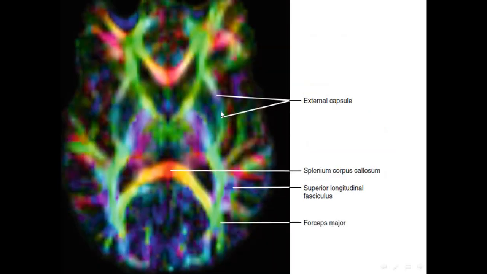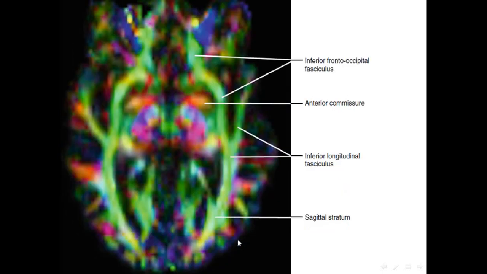This is the external capsule. This area is the internal, and this area is external. These are the white matter tracts. This is the area of the splenium of the corpus callosum and the forceps minor. This is the area of the anterior commissure and some other fasciculi of white matter tracts.